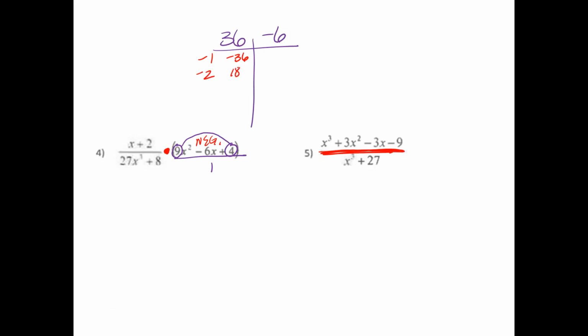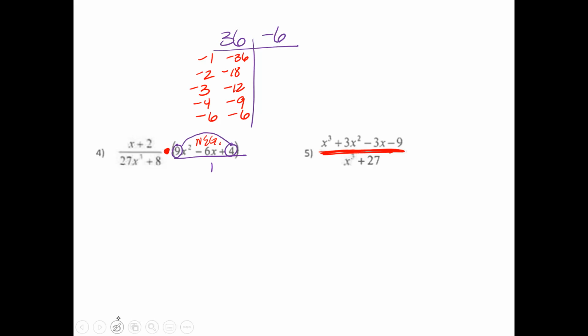-2 and -18. A positive 36. -3 and -12. I could do a -4, -9. I can do a -6 and -6. And as I'm looking at this, none of these gives me a -6 when I add them, right? So what do I do now?